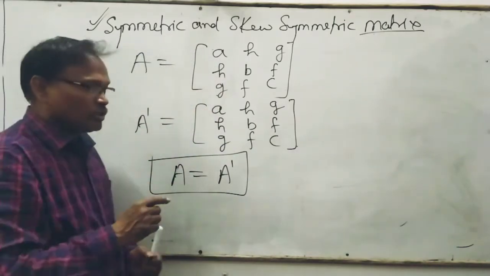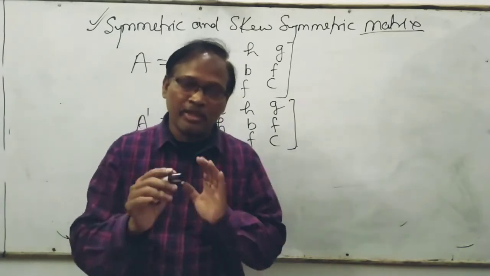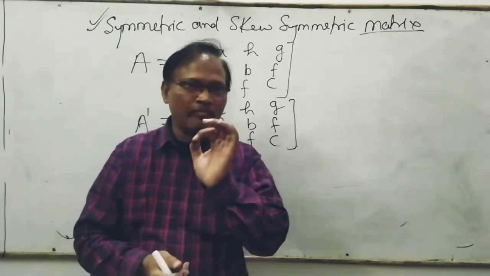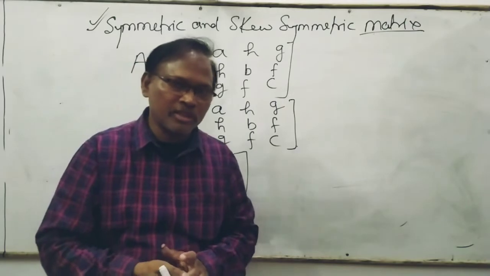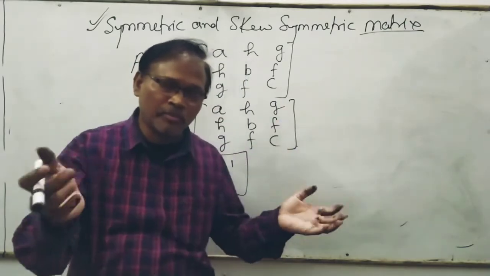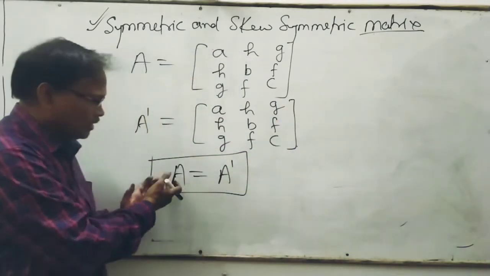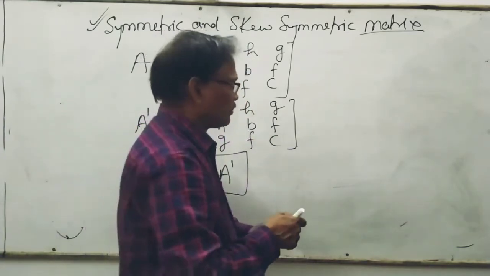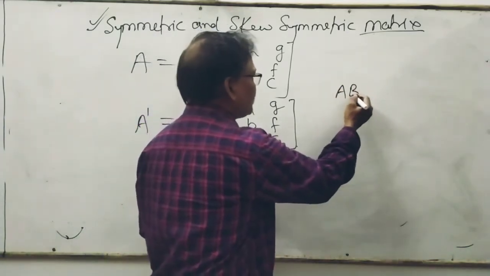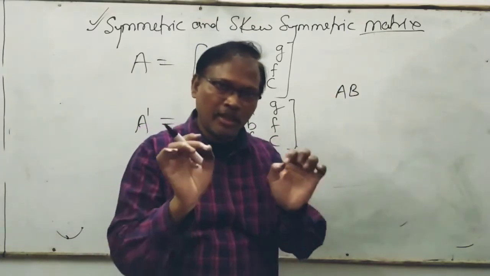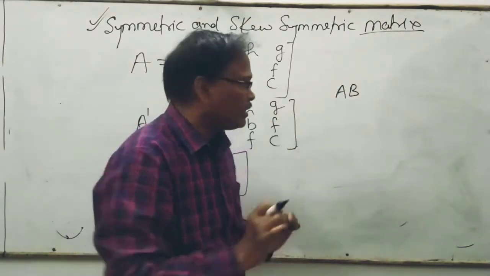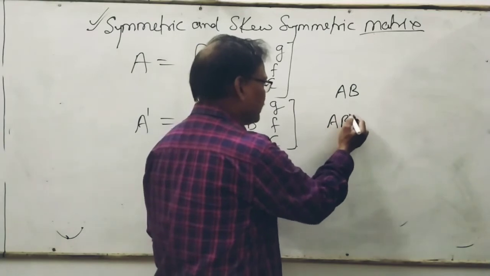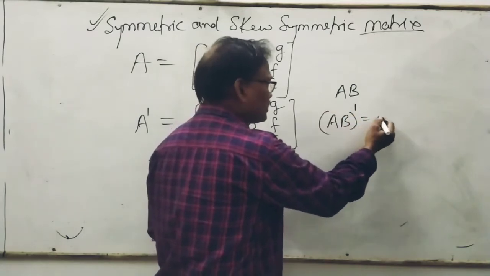This property you will use in the question. If in any question it is given that the matrix A is symmetric, just recall the property of symmetry and then write A is equal to A dash. Suppose AB is a symmetric matrix, for example A into B is a symmetric matrix, इसका मतलब ये हुआ कि (AB) dash is equal to AB.